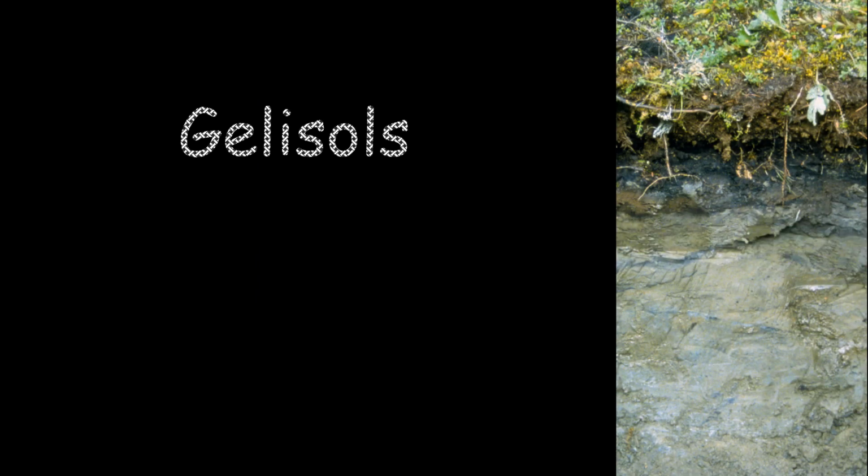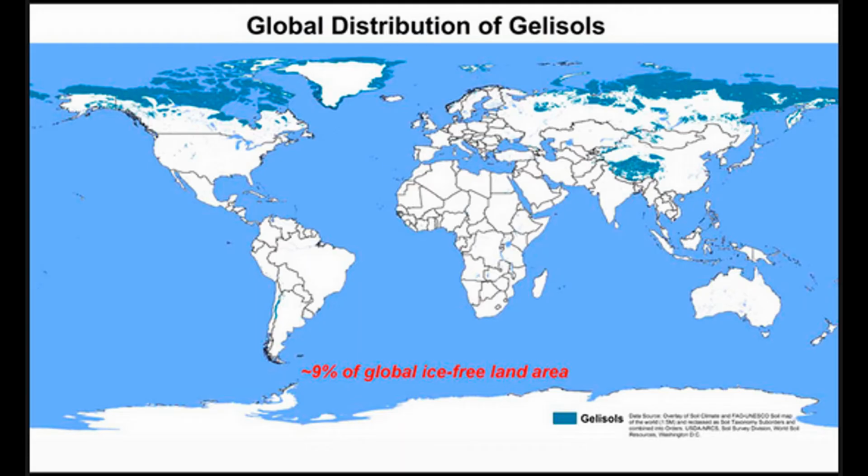Gelisols are young soils with very little profile development. They are found in cold temperatures, and frozen conditions for a good chunk of the year slow down the process of soil formation. The main takeaway from this soil order is that there always is a presence of permafrost. And permafrost is a layer of material that remains at temperatures below 0 degrees Celsius for more than 2 consecutive years.